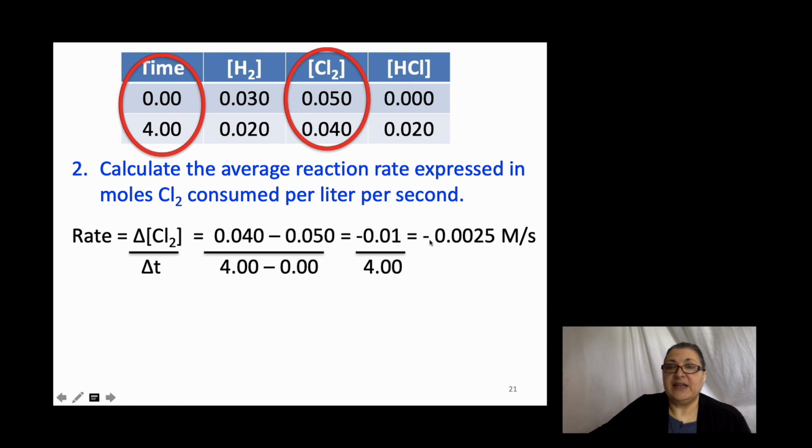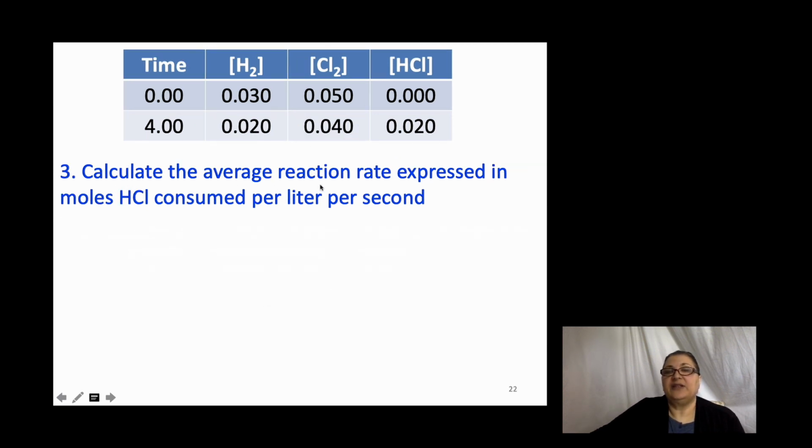Okay, and if it's negative, the curve is going to be decreasing over time. Or you would know that this is the reactant because it's decreasing over time. So sometimes the questions would say, is this a reactant or product, or is this increasing or decreasing based on the answer.